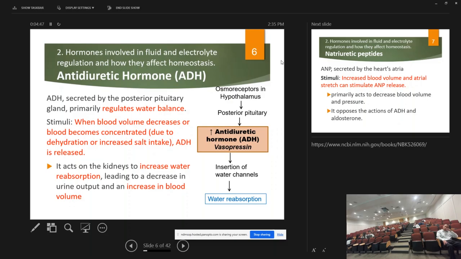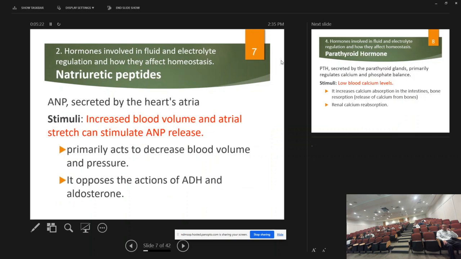There are osmoreceptors in your hypothalamus and posterior pituitary, which get stimulated and increase the production of antidiuretic hormone. This leads to insertion of water channels on the cell, which leads to an increase in water absorption. That's in a simplified form. So that helps in regaining the blood volume, which may have been low because of low sodium. Okay.